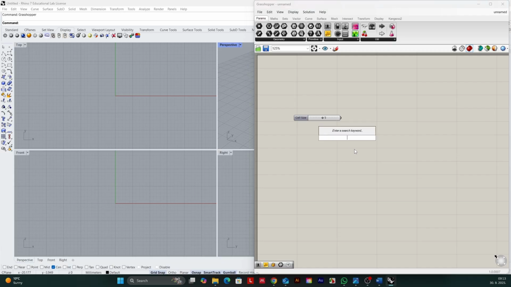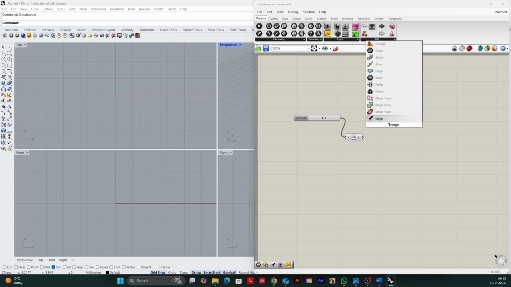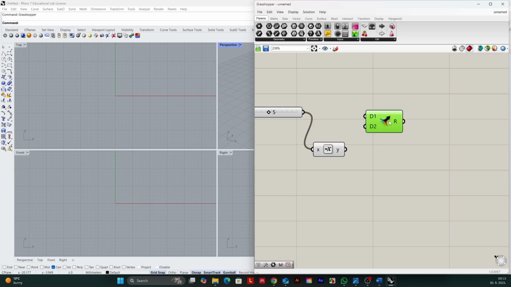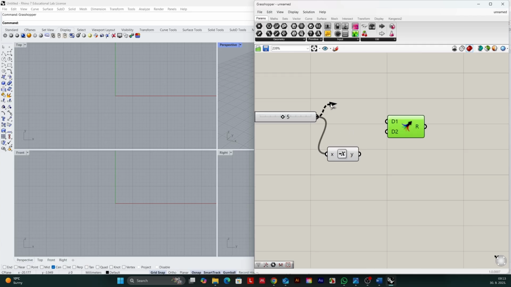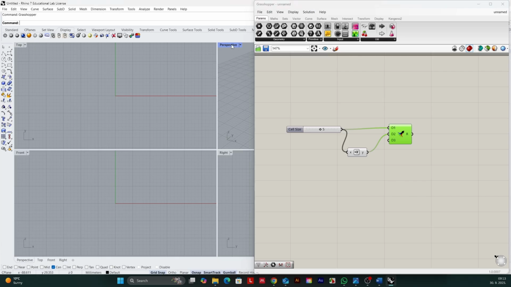and also we add a negative component. Connect them to each other, and using the merge component we connect these two values, value D1 and value D2.